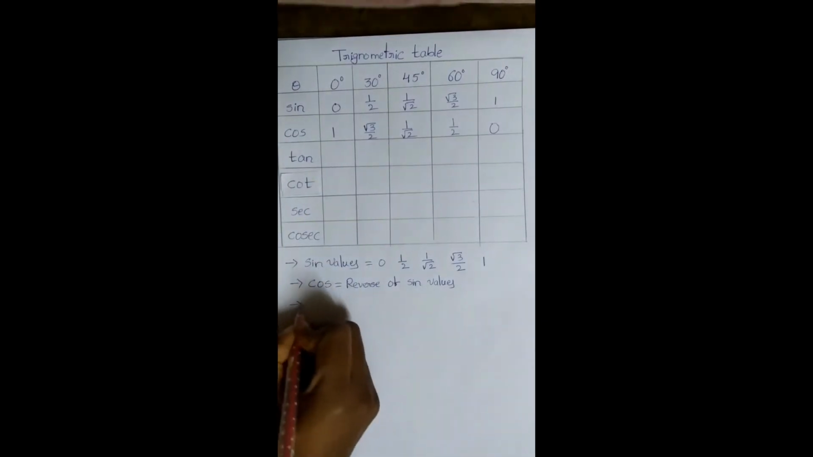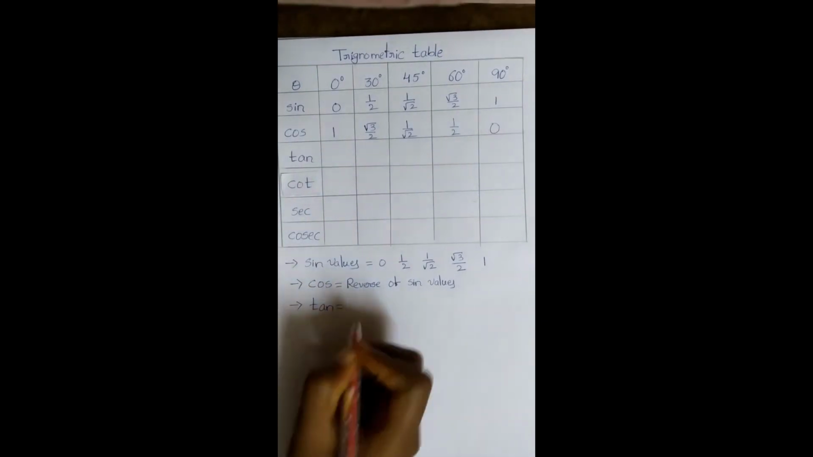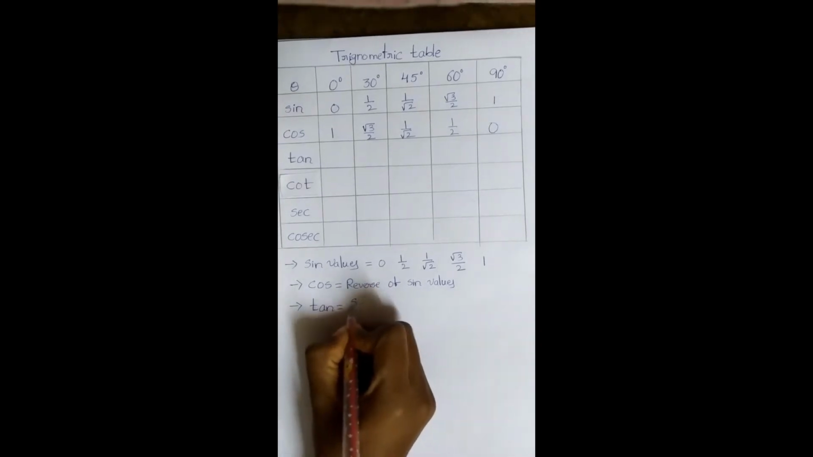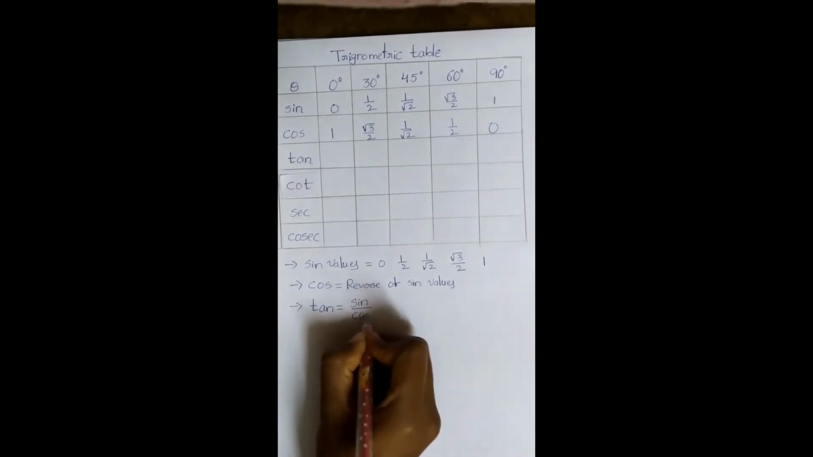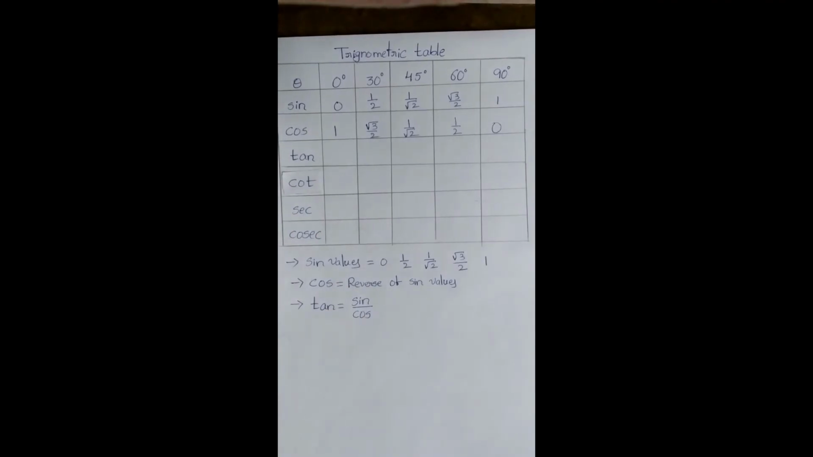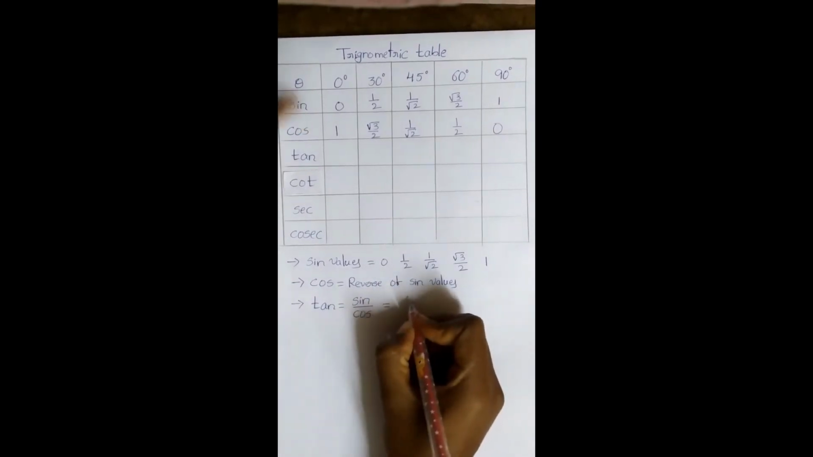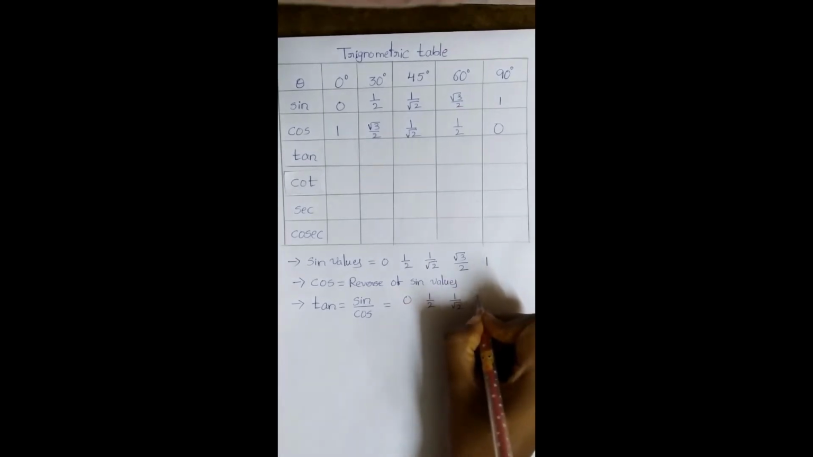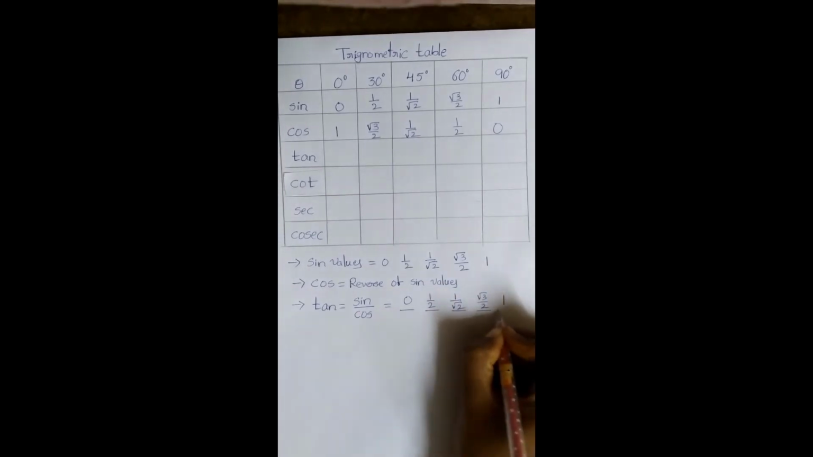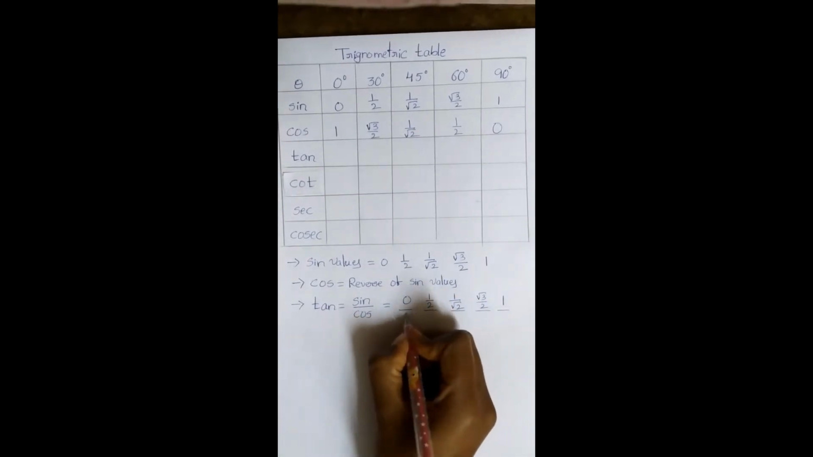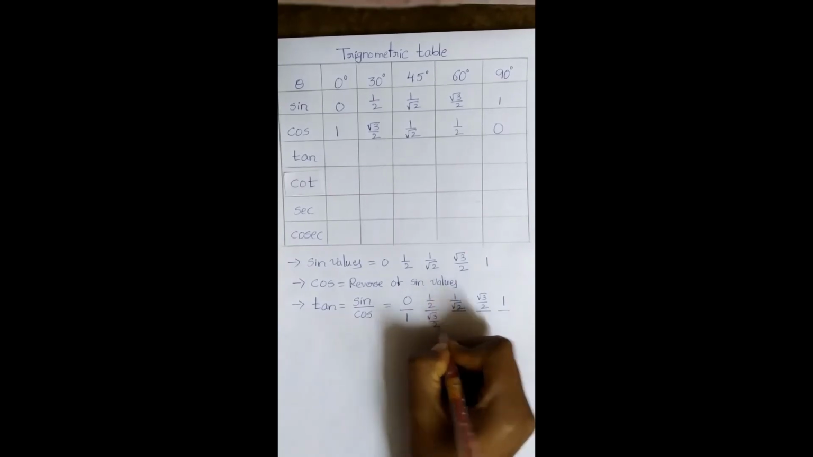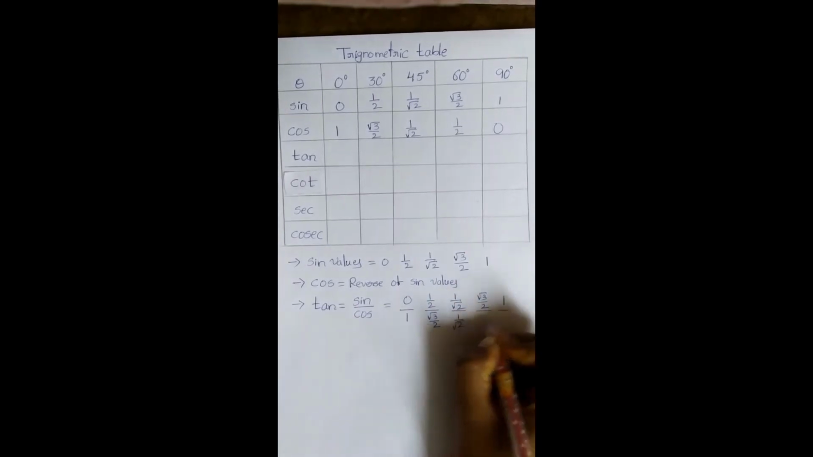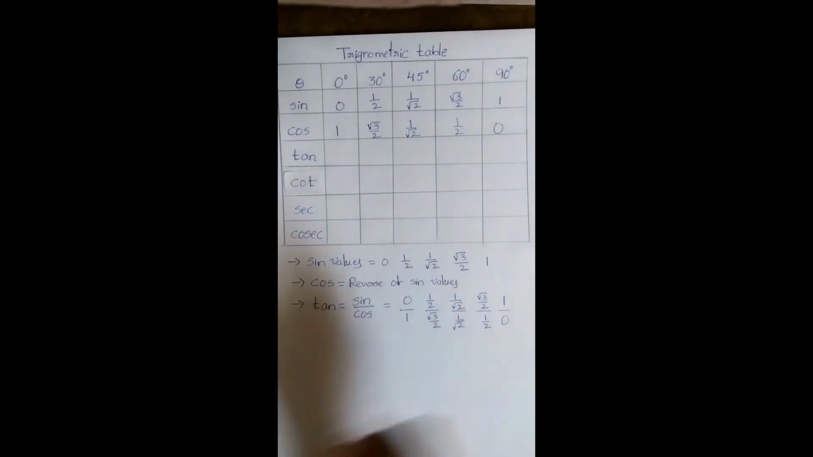Next come to the tan. Already we know the formula for tan. Tan is sin theta by cos theta. From this table already we know the values of sin theta and cos theta. First write here sin values 0, 1 by 2, 1 by root 2, root 3 by 2 and 1, divided by cos values. Cos values are 1, root 3 by 2, 1 by root 2, 1 by 2 and 0.